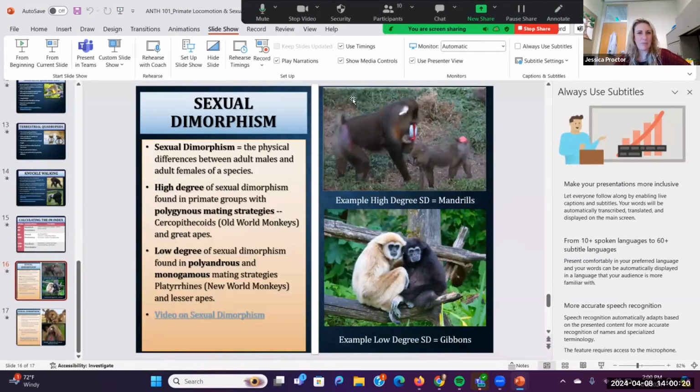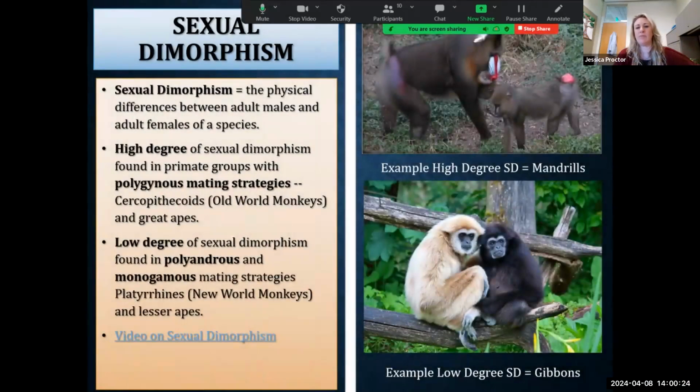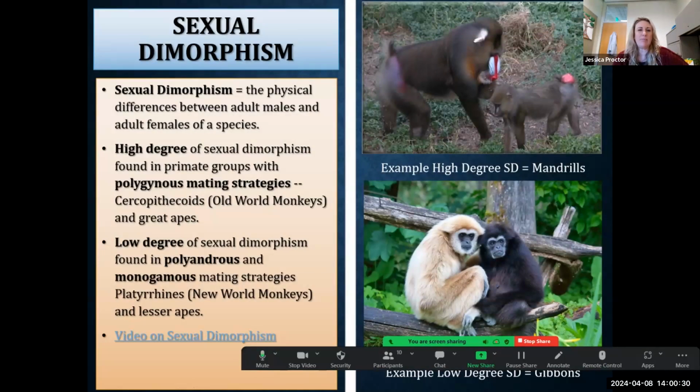Okay, let's talk sexual dimorphism. So this is a term we've heard before. Sexual dimorphism, just as a review, refers to differences or variations in overall body size between males and females of the same species. So typically, primate species that have a high level of sexual dimorphism are also generally going to be more competitive for access to food, resources, and mates.